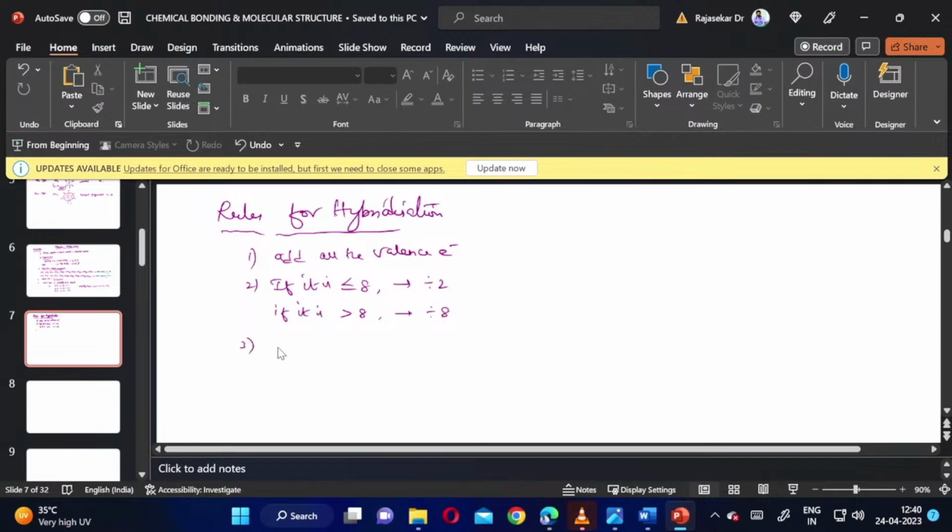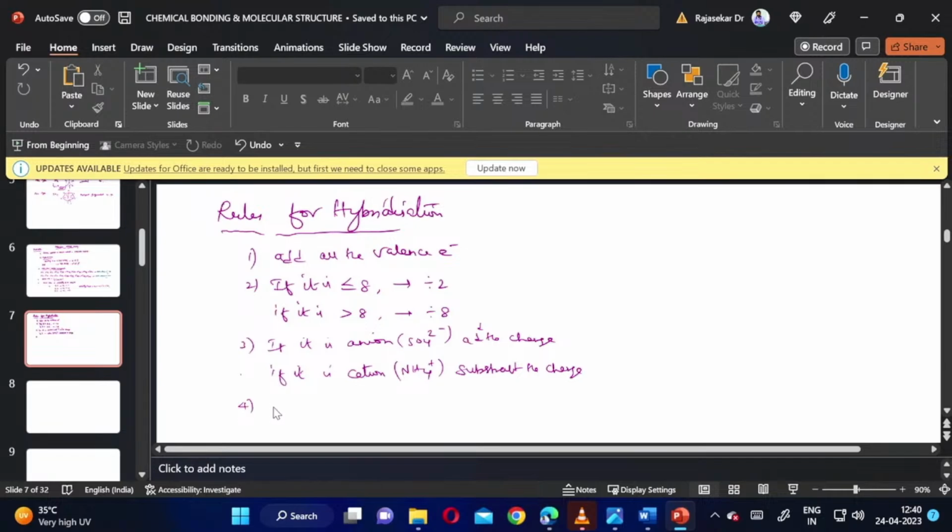Okay. Third one: if it is an anion, for example SO4 2 minus, add the charge. You just remember this one. Suppose if it is a cation, for example NH4 plus, you subtract the charge. Understood?